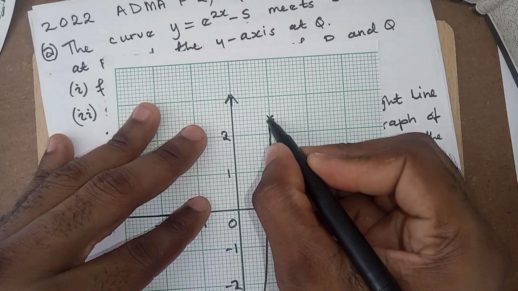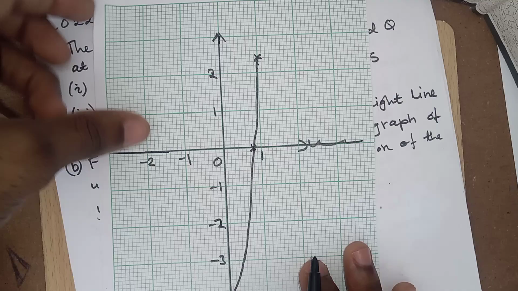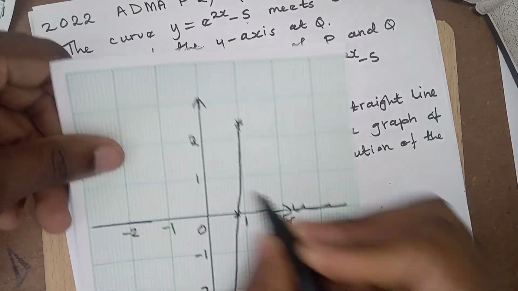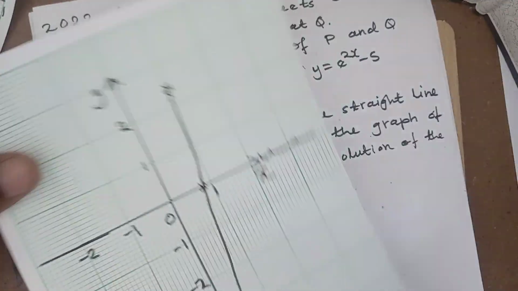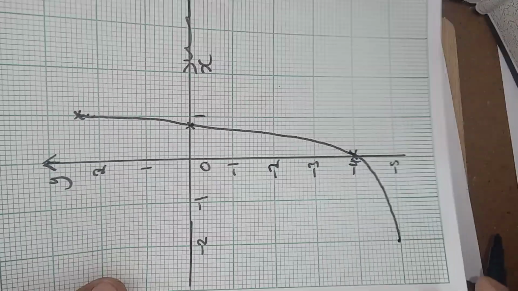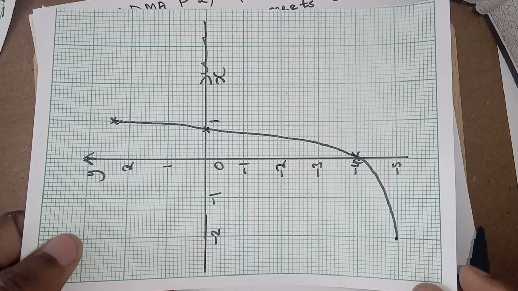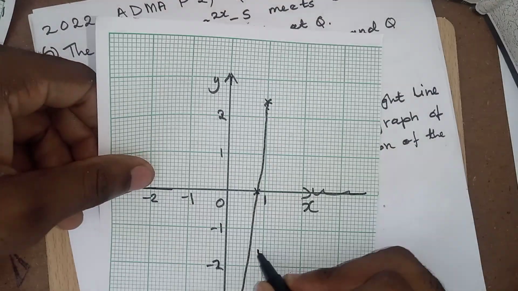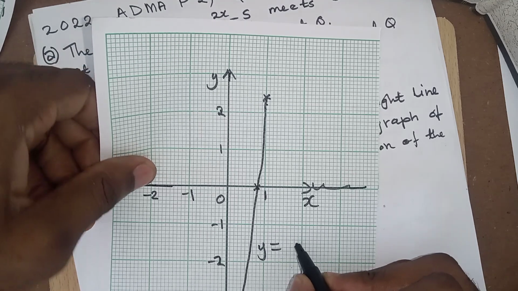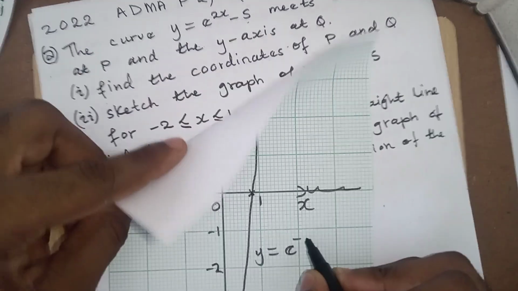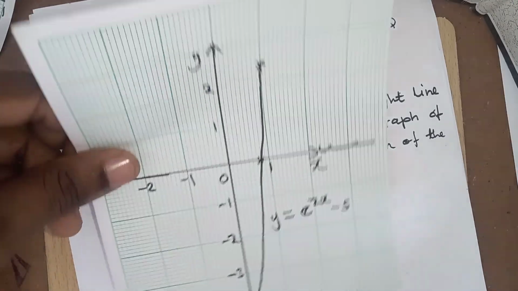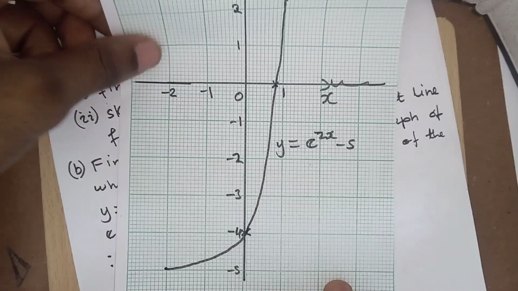And of course, you can't use a pen. I'm only using my pen because you won't be able to see anything if I was to use my pencil. So this is what the curve looks like. So this is y is equal to e to the power 2x minus 5. So this is our graph.